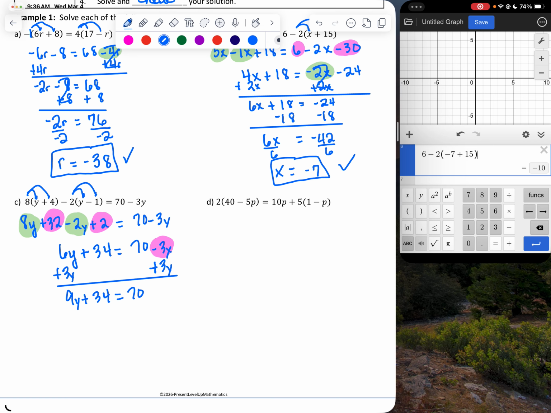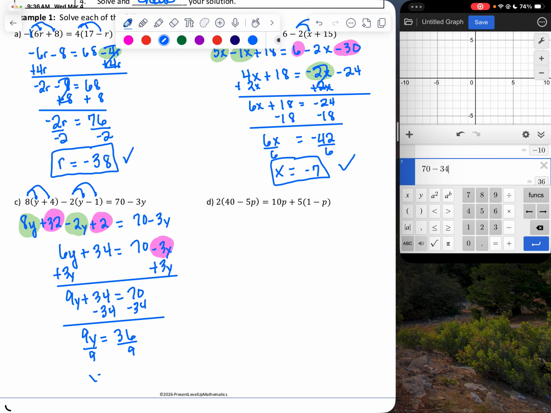Now I've got a two-step equation here, so we'll subtract the 34. So 70 minus 34. So 9y is equal to 36, and then we'll divide by 9. So 36 divided by 9 gives me 4.